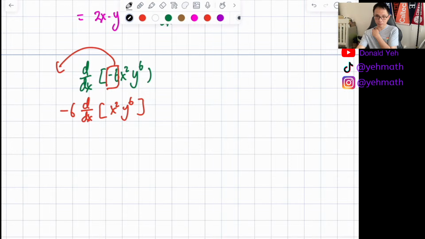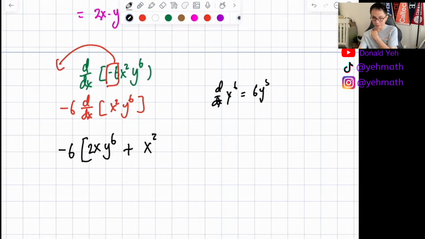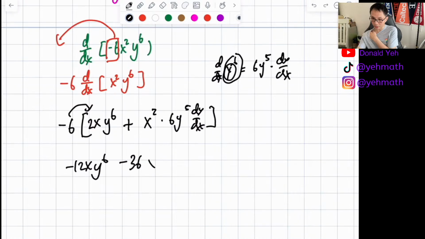Now I'm going to take a derivative of y to the 6. It's actually 6y to the 5th times, because it's chain rule, dy dx. So the notation is going to be 6y to the 5th dy dx. And that's it. Pretty much you're done. If you want to distribute this -6, you can. So it'll be -12x y to the 6, minus 36 x squared y to the 5th dy dx.